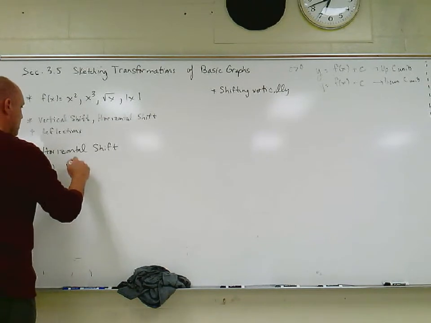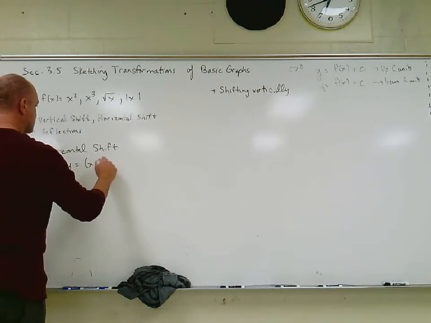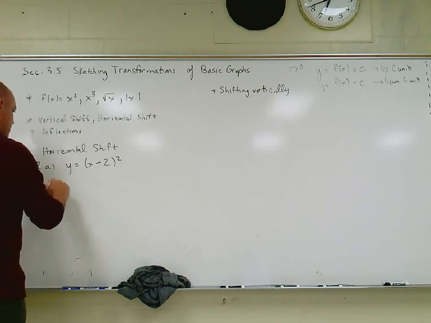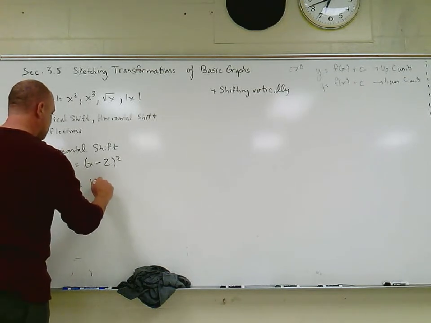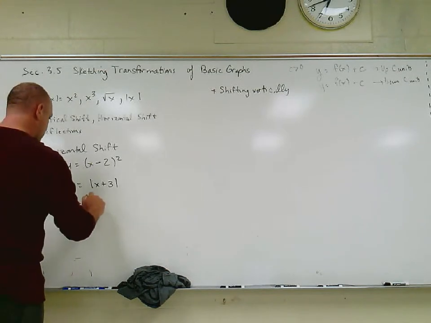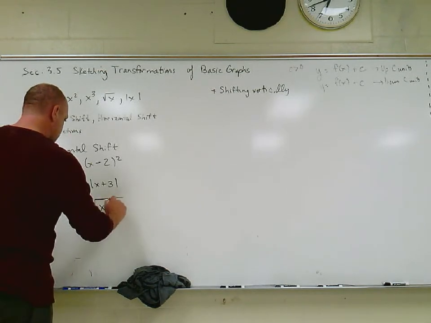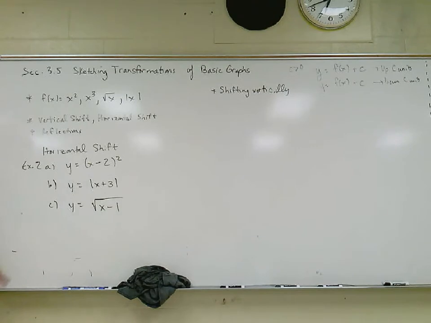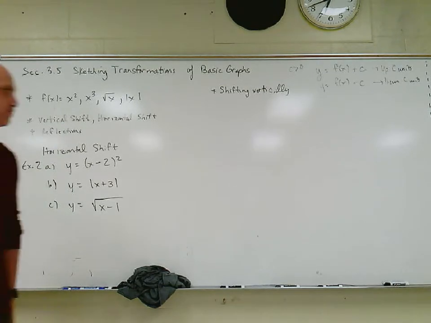All right, let's say we have x minus 2 squared, or let's say we have absolute value of x plus 3 on the inside. Let's say we have square root of x minus 1, all right? So first of all, these are going to be a horizontal shift. Where do you notice the numbers are at? The minus 2, the plus 3, the minus 1, they're all where? Inside. They affect the x first, okay?